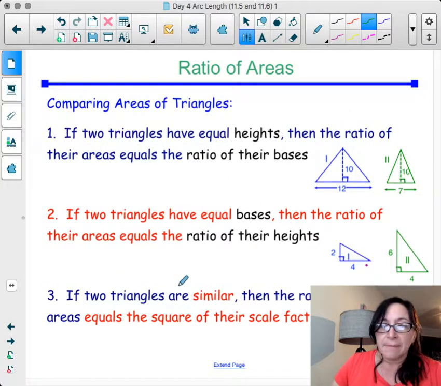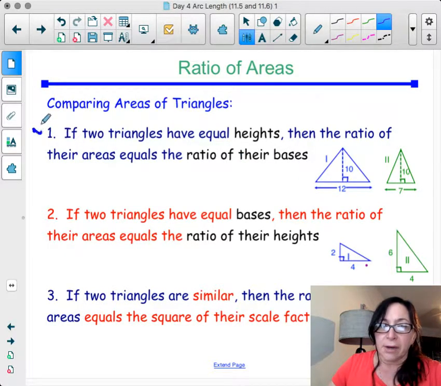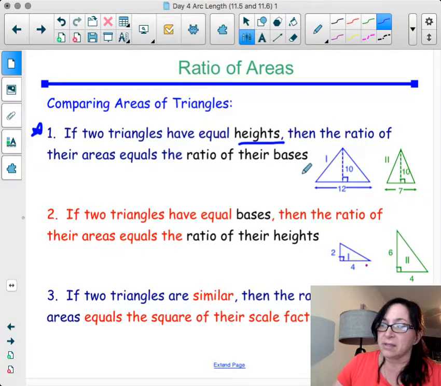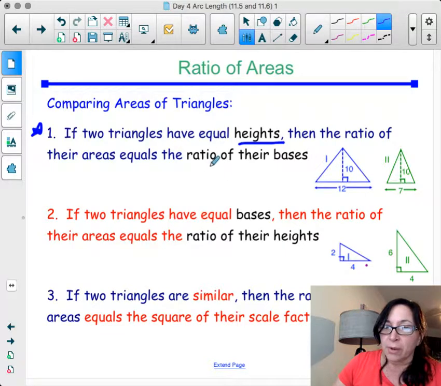Ratio of areas. So this is the second half of what I want to teach you, and this is based on comparing triangles. The first theorem says if two triangles have equal heights, if their heights are the same, then the ratio of their areas equals the ratio of their bases. So if I went from triangle 1 to 2, and I'm comparing their heights, which are equal, then the ratio of their areas is equal to the ratio of their bases.